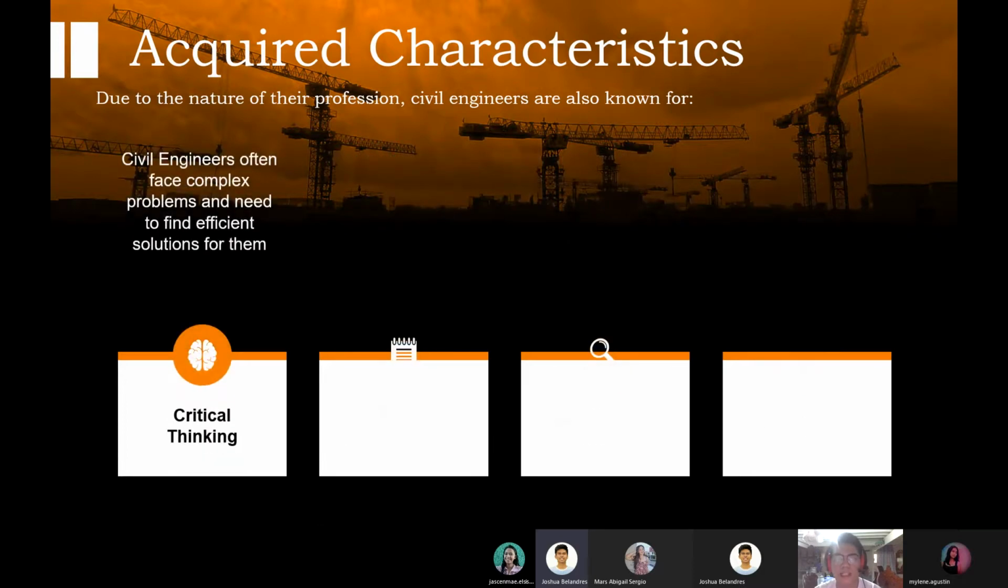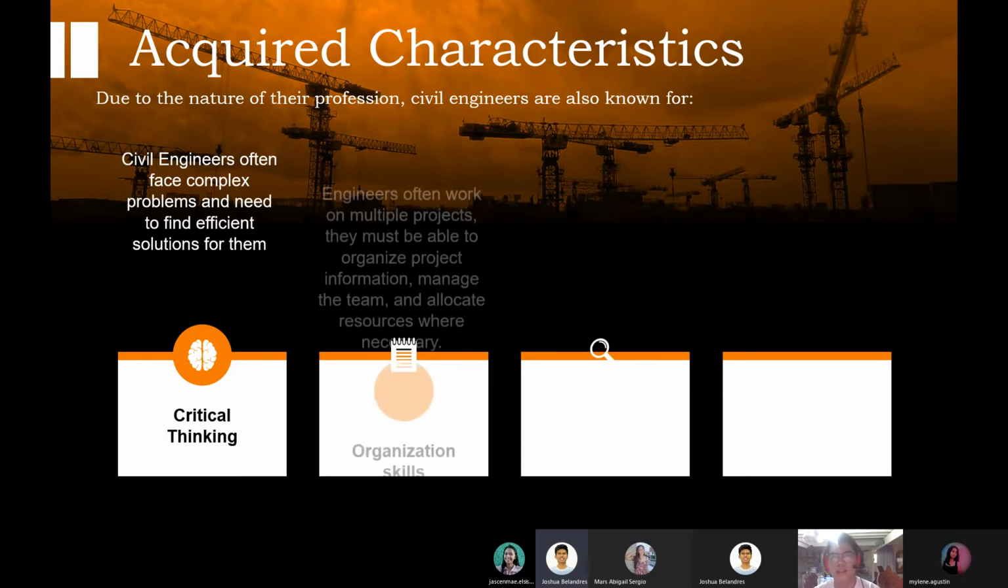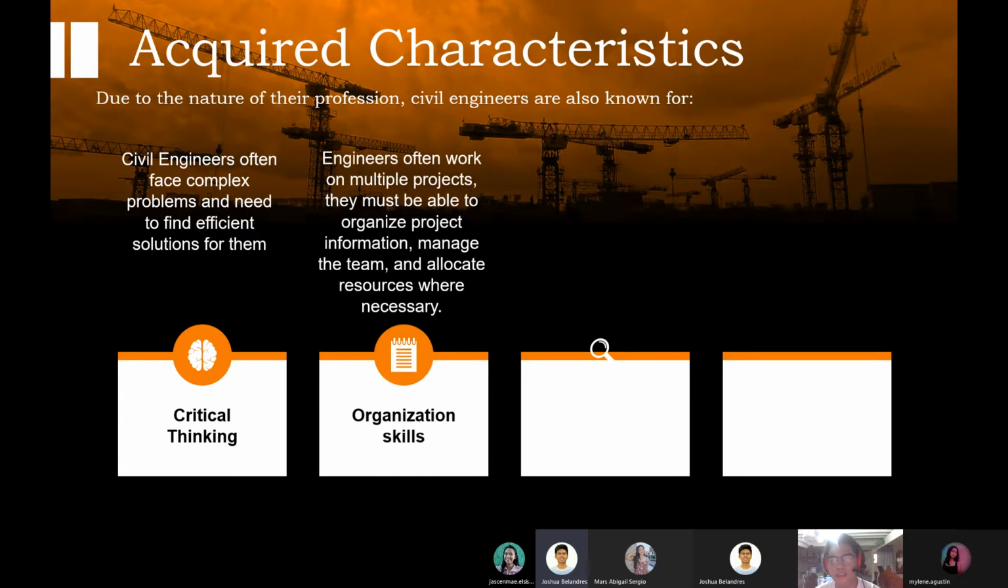Number 5, critical thinking. Civil engineers often face complex problems and need to find efficient solutions for them. Para kahit anong problem yung dumating sa trabaho ng isang civil engineer, makakaisip pa rin siya ng paraan para masolusyonan yung problem na yun. Number 6, organization skills. Engineers often work on multiple projects. They must be able to organize project information, manage the team, and allocate the resources where necessary. Tulad ng project management, kailangan ang isang civil engineer ay organize para maging maayos yung flow ng project na naka-assign sa kanya para mas magawa niya ng maayos ng team niya yung kanilang trabaho na nakaayon sa plano.